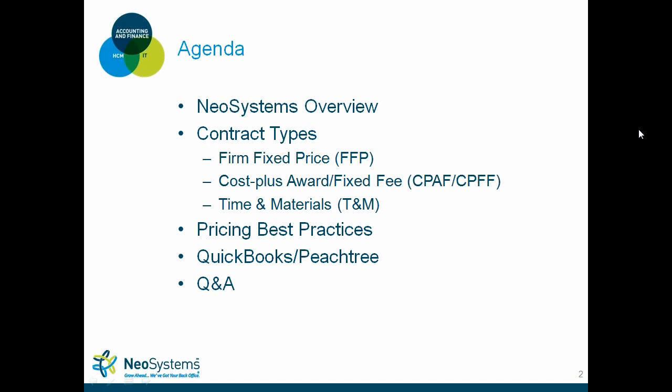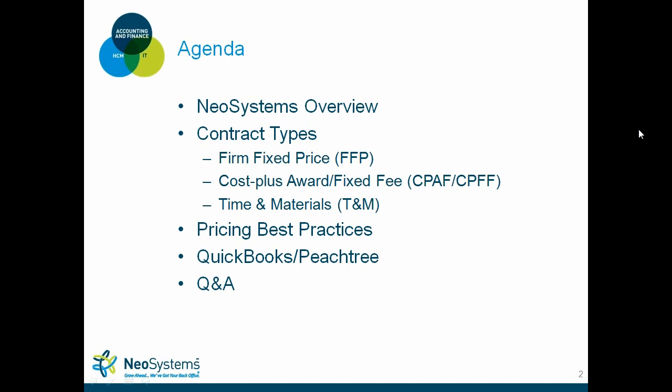After that, I'm going to turn things over to Chen, who is today's featured presenter. He's going to walk you through the four main types of contracts that we find out in the government contracting market, those being firm fixed price, cost plus award fee, cost plus fixed fee, as well as time and materials.